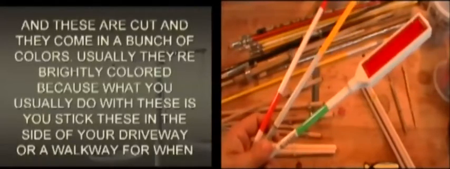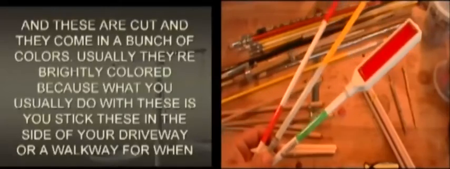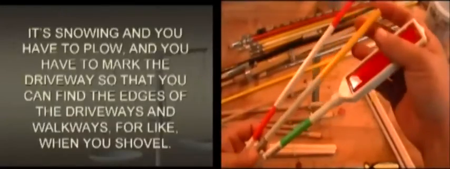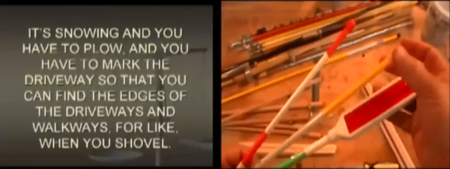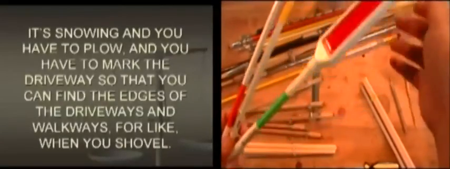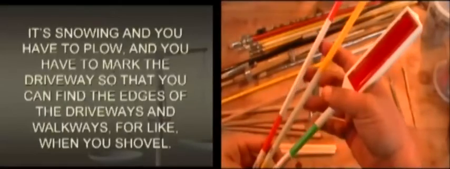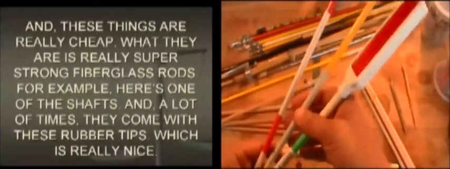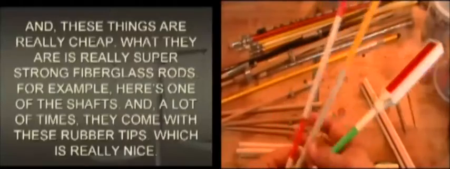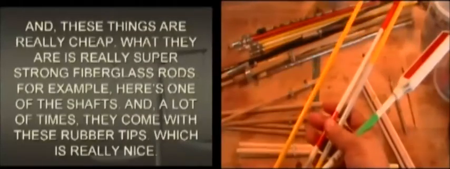Usually they're brightly colored, because what you usually do is stick these in the side of your driveway or a walkway for when it's snowing and you have to plow, so that you can find the edges of driveways and walkways for when you shovel. And these things are really, really cheap. But they're super, super strong fiberglass rods.